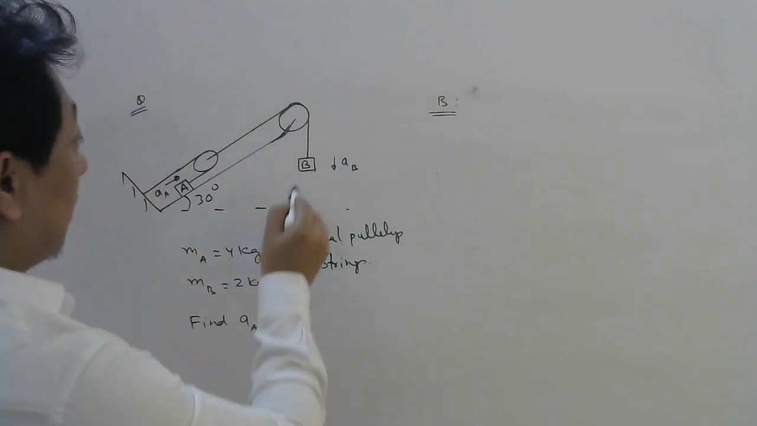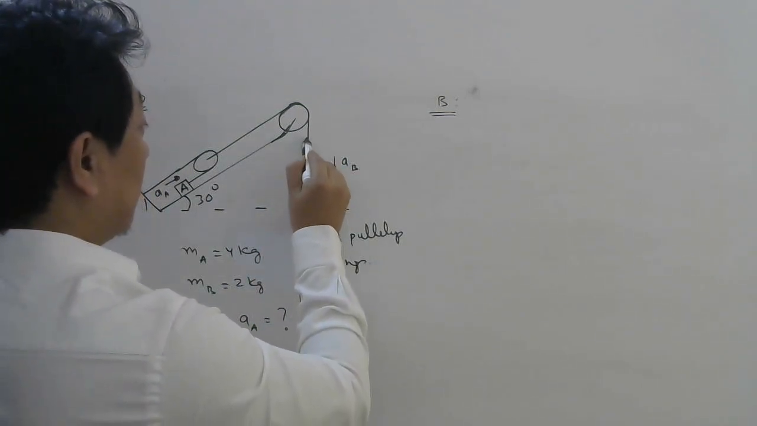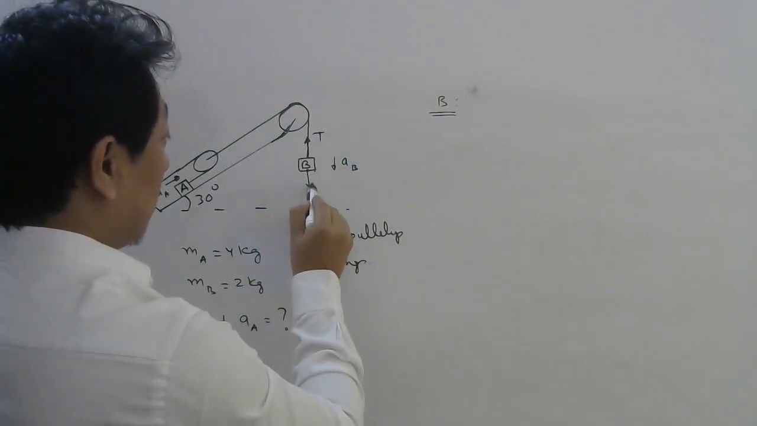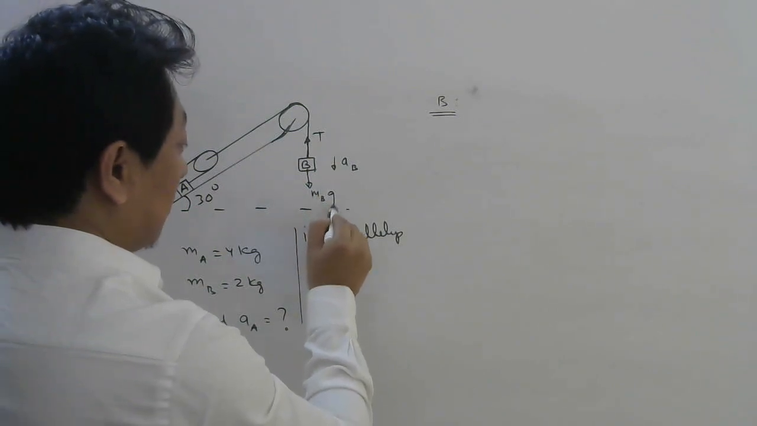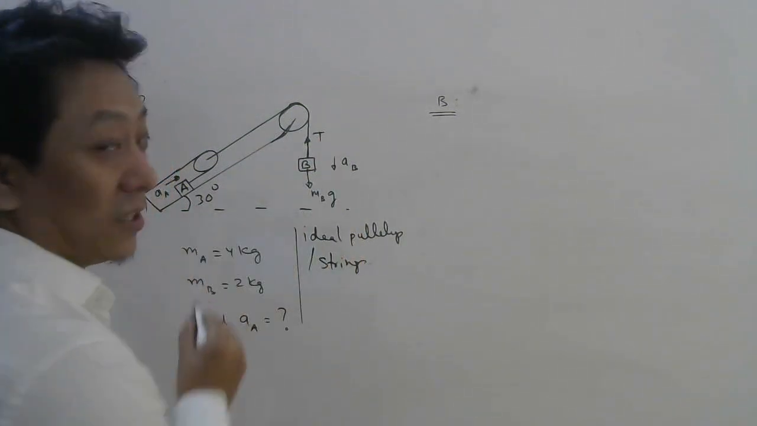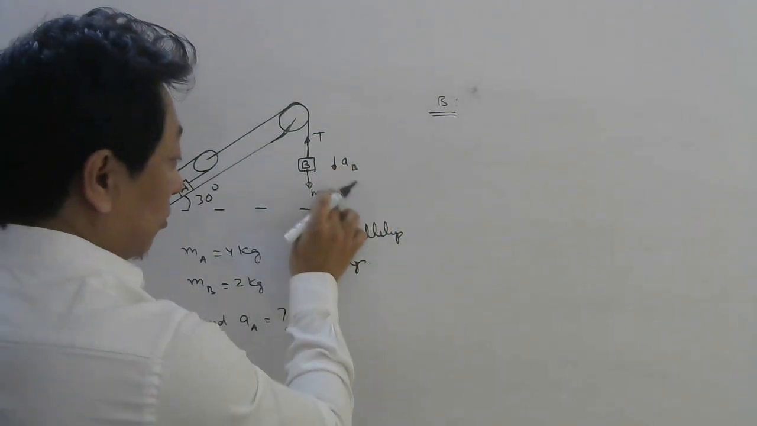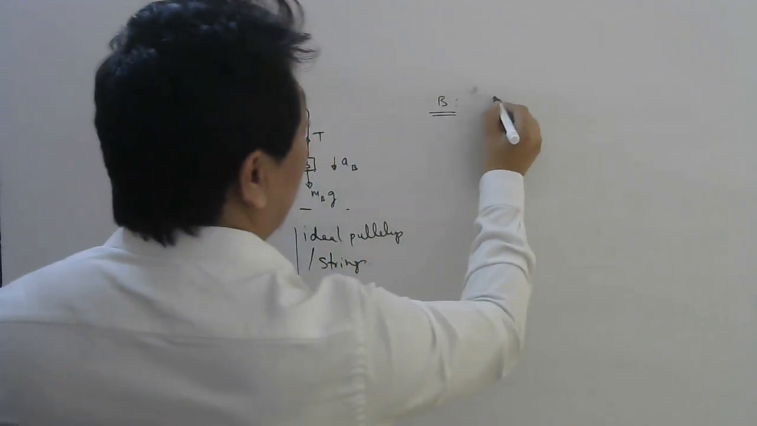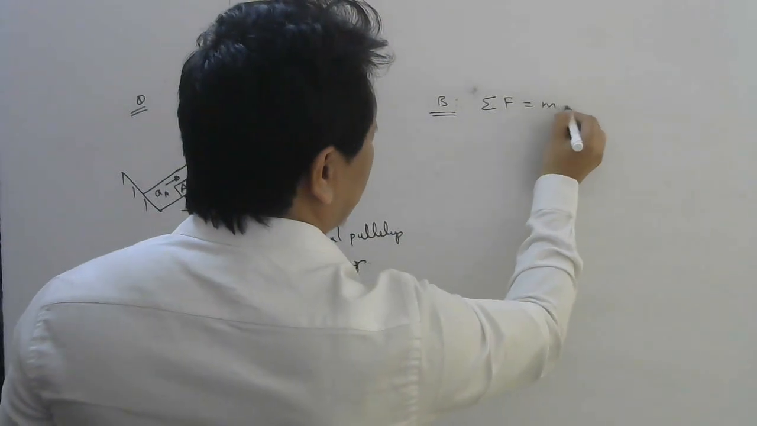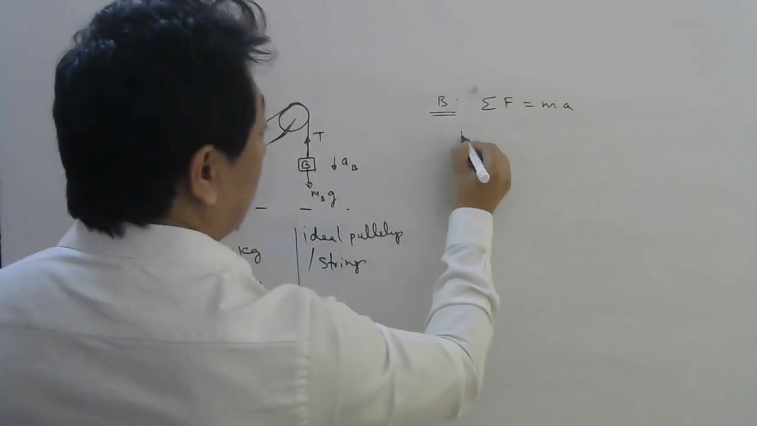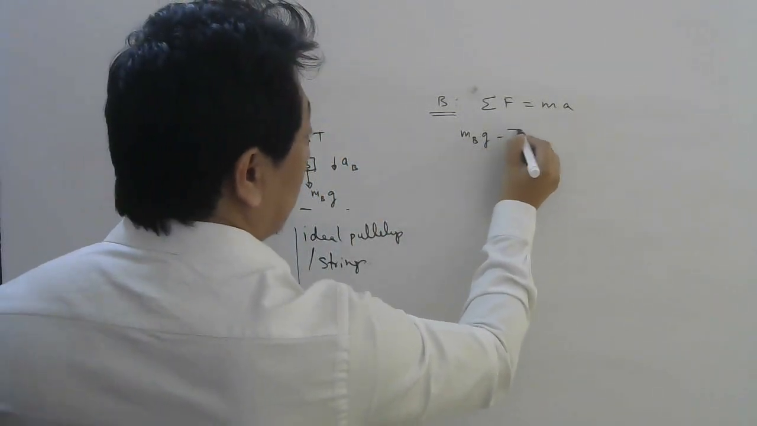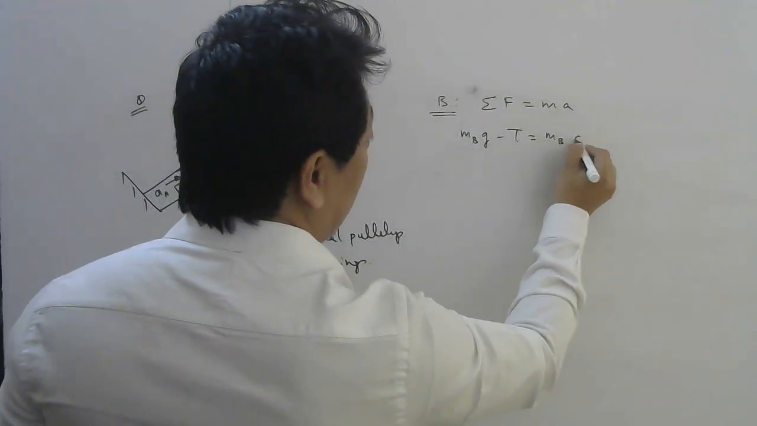So what forces are acting on block B? Here one tension T, here MBG, right? This is the tension, this is the weight. Now since I am assuming acceleration is down, this force should be greater than this force. So net force equals MA. So net force is MBG minus T equal to MBA.